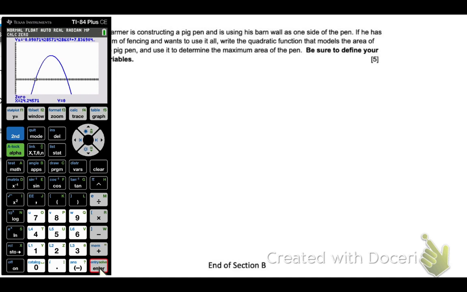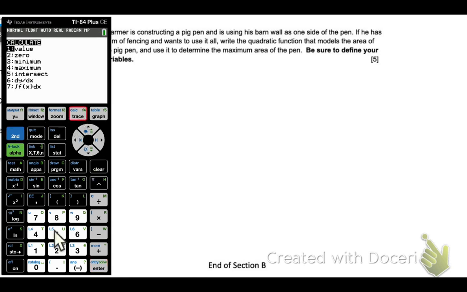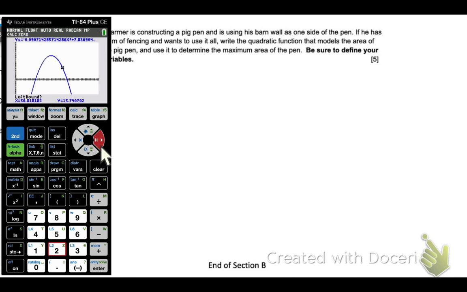Final question. A farmer is constructing a pig pen and is using his barn wall as one side of the pen. If he has 32 meters of fencing and wants to use it all, write the quadratic function that models the area of the pig pen and use it to determine the maximum area of the pen. Be sure to define your variables.